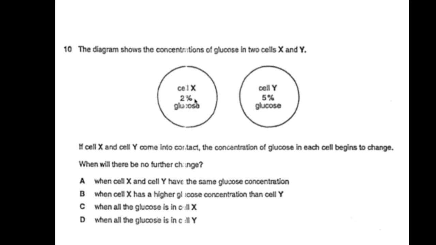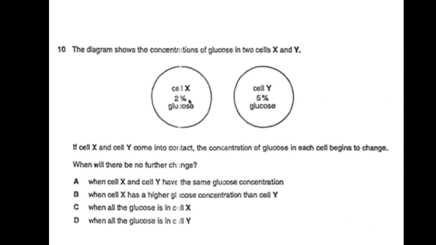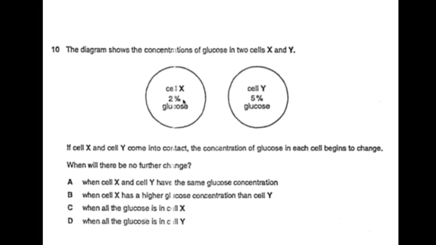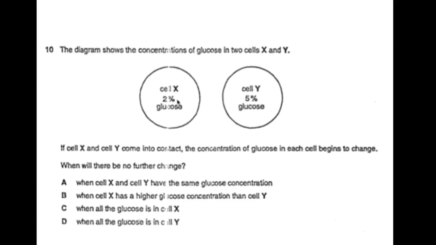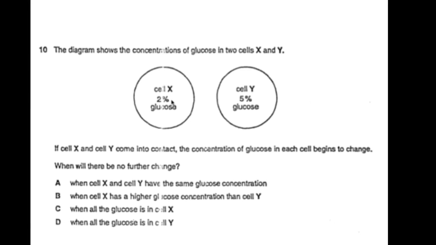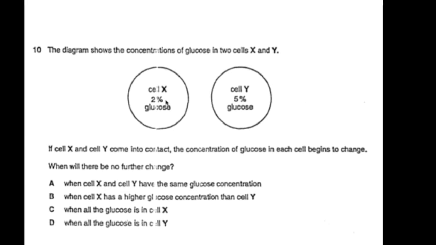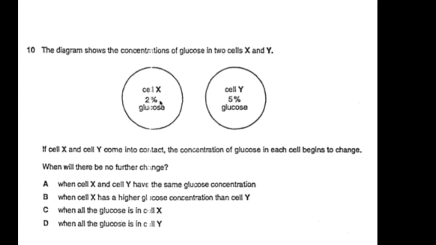Number 10. The diagram shows the concentrations of glucose in two cells X and Y. If cell X and cell Y come in contact, the concentration of glucose in each cell begins to change. When will there be no further change? The answer for this question is A, because both of them will be equal and the diffusion will stop. So when the diffusion stops, there will be no further changes happening.